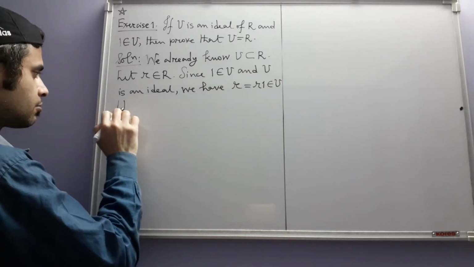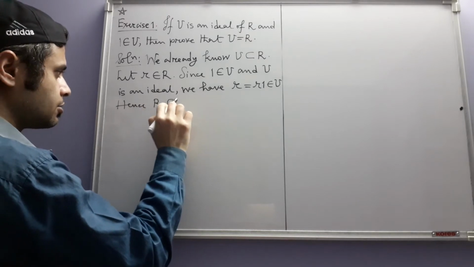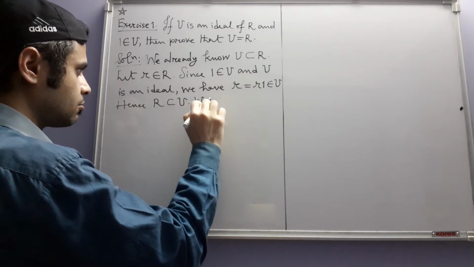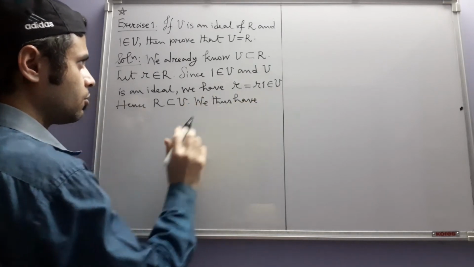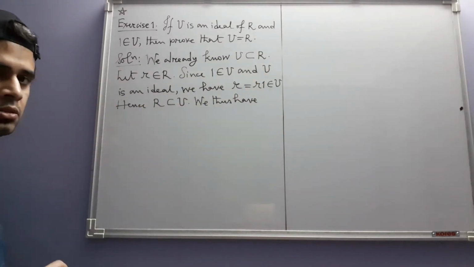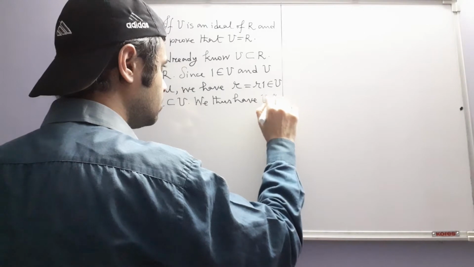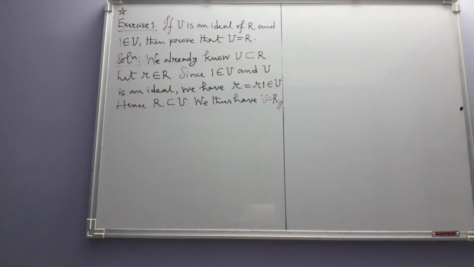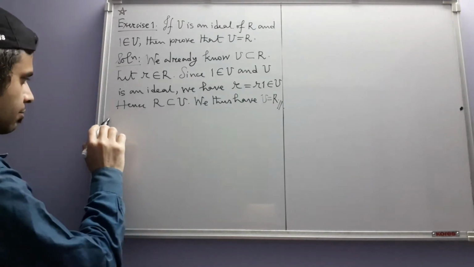Hence, R is also a subset of U. Combining these two containments, we have U equal to R. And this completes the solution. The first one is quite easy. Now we look at the second one.